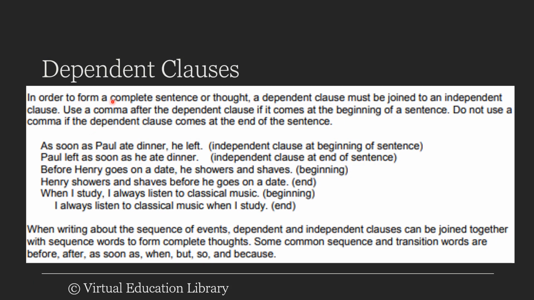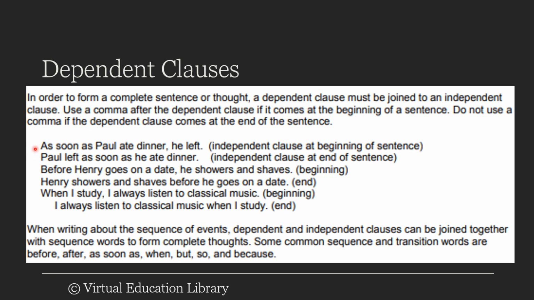In order to form a complete sentence or thought, a dependent clause must be joined to an independent clause. Use a comma after the dependent clause if it comes at the beginning of a sentence. Do not use a comma if the dependent clause comes at the end of the sentence. So these are a few of the techniques which you need to memorize.